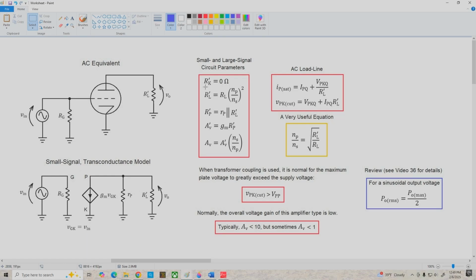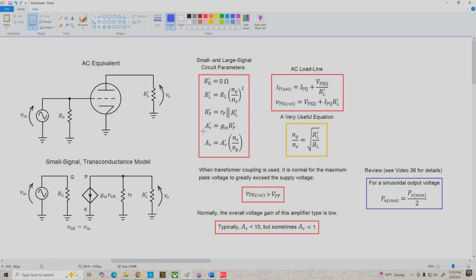Now, over here, let's take a look at these equations. R prime K, the AC equivalent cathode resistance, is 0 because we're fully bypassing the cathode resistor. R prime L is the reflected load resistance. We derived this in the previous video. It's equal to RL times the turns ratio squared. R prime P is the small signal AC model resistance. That's the dynamic plate resistance of our tube in parallel with the reflected load resistance.